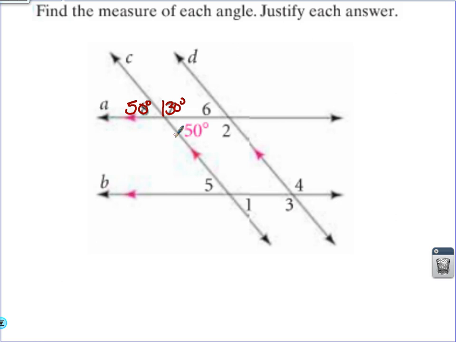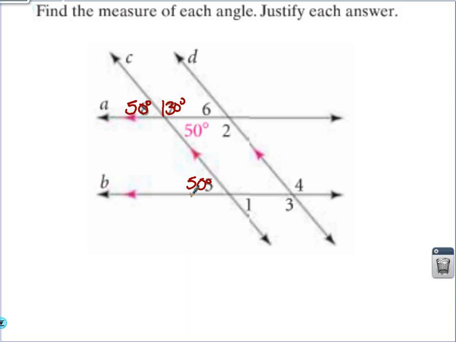Chris, know any of them? You know any 1, 2, 3, 4, 5, 6? Any of the other angles? Perfect. 5 is also 50 for two different reasons. These two are alternate interior. Let me show you something else. Let's stop for just a second.